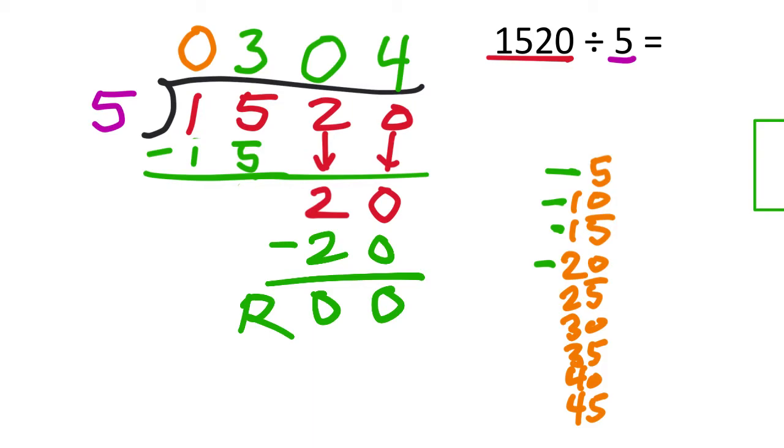And in fact, going back to that, we got 0, 3, 0, 4. I'm just going to make that a clean 304 right here, which is our final quotient. So yeah, if you took $1,520 and split it up amongst 5 people, each person would get $304.